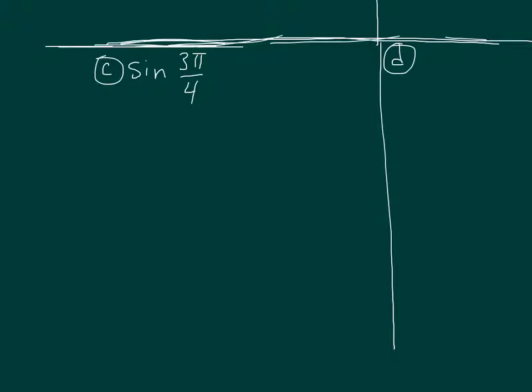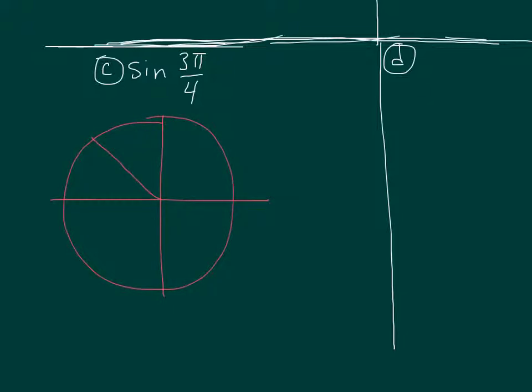Part C, 3 pi over 4. Pi over 4 is 45 degrees. You need 3 of them. 45 degrees over here. Reference angle is 45. Label the sides. 1, negative 1, rad 2. Answer the question. Opposite over hypotenuse, rad 2 over 2.